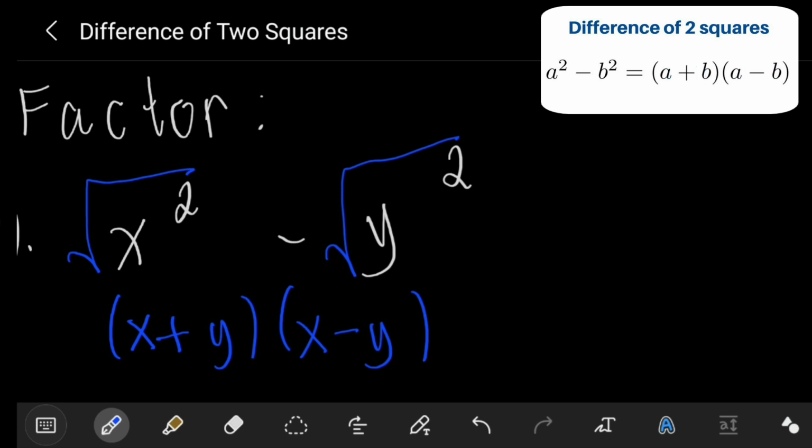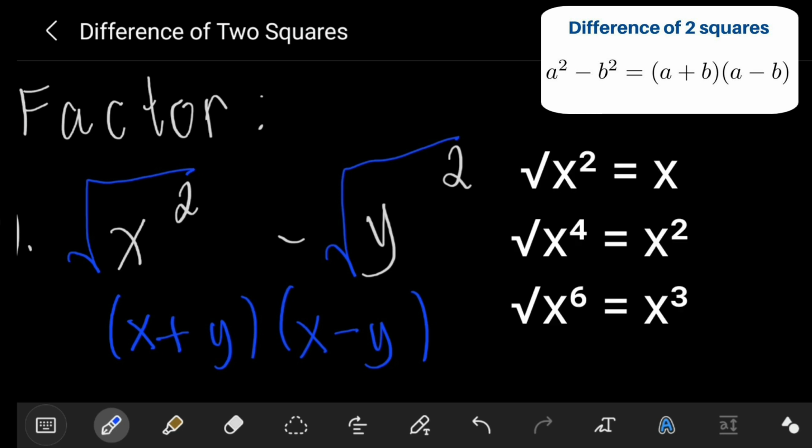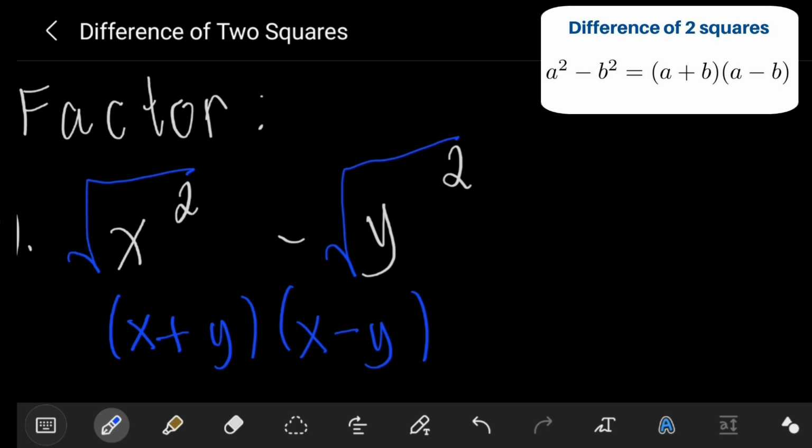Okay? Kung meron mga question kung paano nakukuha yung square root ng variable, napakadali lang. Halimbawa, meron tayong square root of x squared, square root of x raised to 4th, square root of x raised to 6. So, ang gagawin lang natin sa exponent ay i-divide natin sa 2. Halimbawa, square root of x raised to 4th, x squared ang sagot. Okay? So, ganun lang siya kadali.